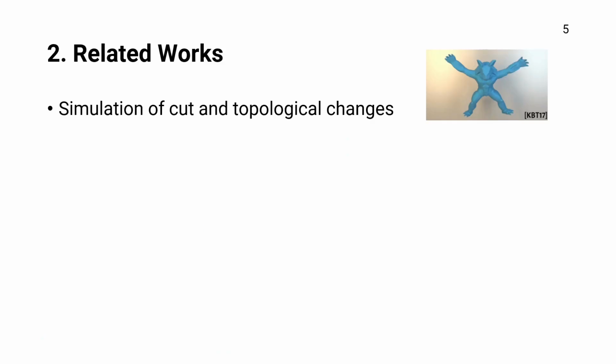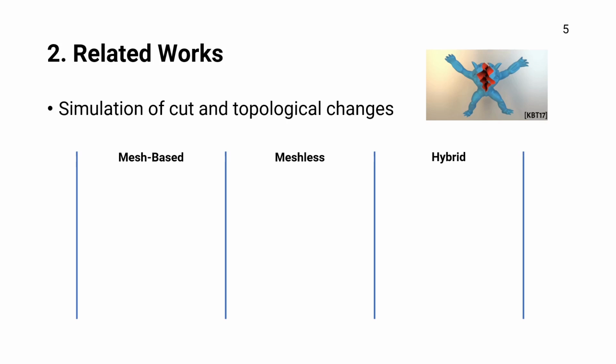Computer graphics literature is vast in the simulation of cut and topological changes. The state-of-the-art methods may be classified into three classes: mesh-based methods, meshless methods, and hybrid methods. The simplest of the mesh-based methods is to delete elements along the cutting path. It's also possible to split them in two around the cutting path.